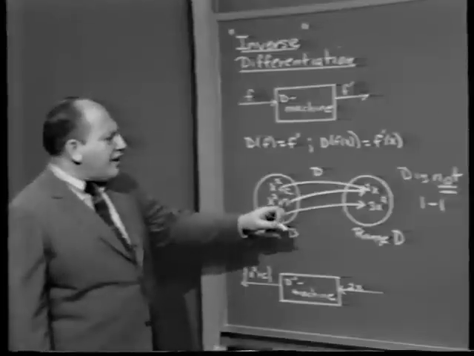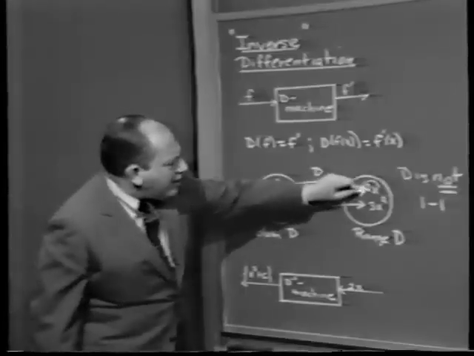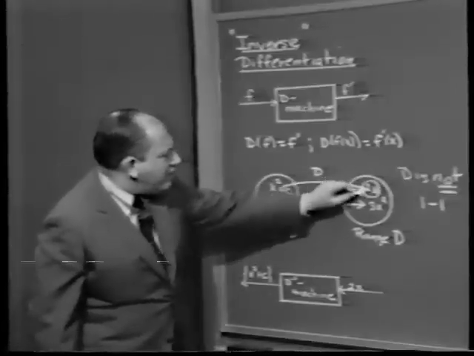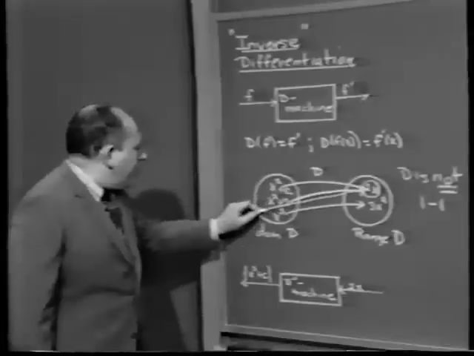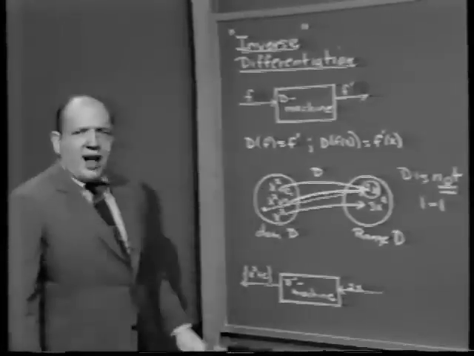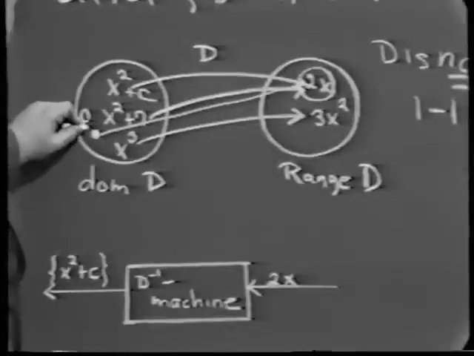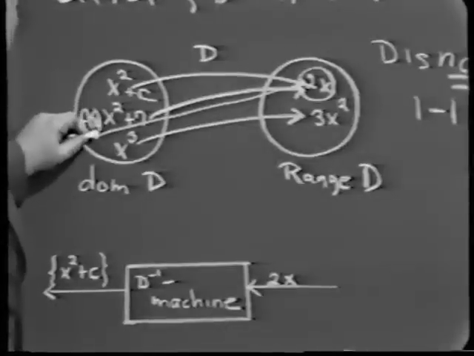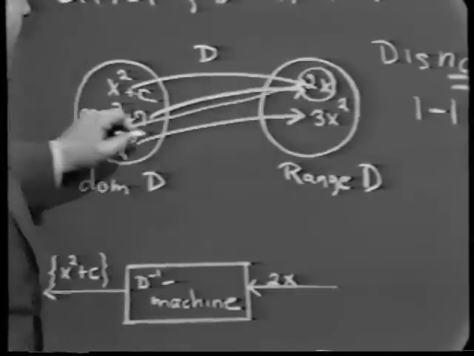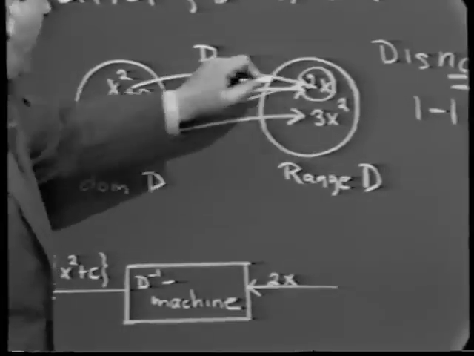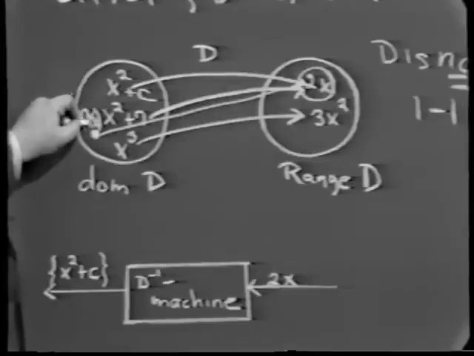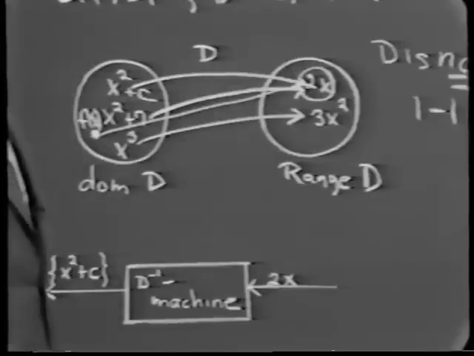The other question that comes up is, how do you know that you can't find a function whose derivative is 2x that comes from a function which doesn't have the form x squared plus c? How do you know there isn't some other function f of x which has the property that f of x maps into 2x? In other words, the derivative of f of x is 2x, even though f of x does not have the form x squared plus c.